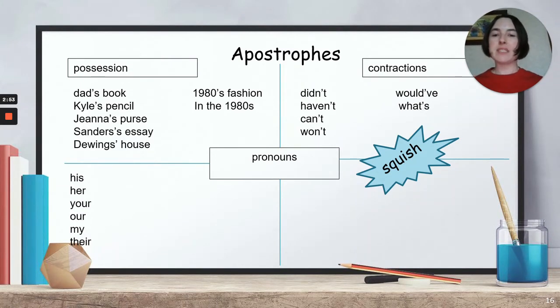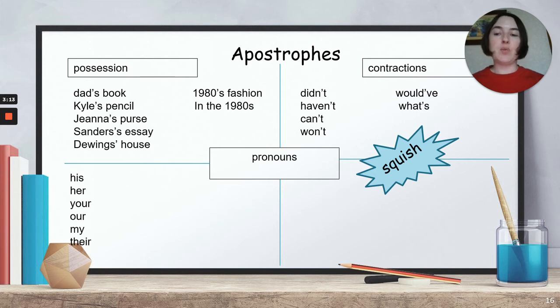We go back to possession. Now we're going to take a look at pronouns. Pronouns are those words that replace a noun, so that when we're writing, we don't say, Kyle dropped his pencil on the floor. Kyle's pencil is purple. Kyle needs to sharpen his pencil. It gets really repetitive and annoying. We use pronouns, and you do this all the time without thinking about it.